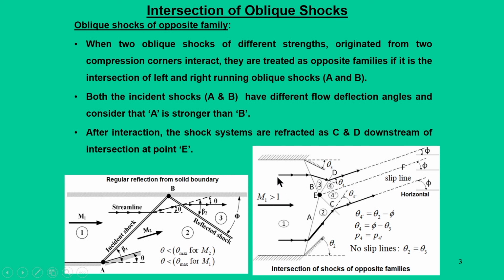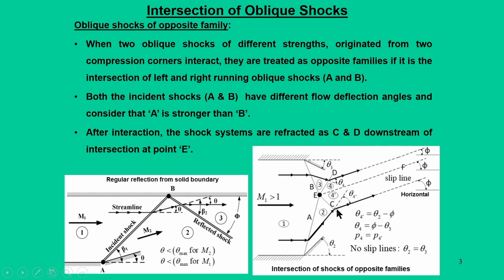Now, another streamline from the same region 1, when it interacts with the oblique shock B, which is a right running wave, makes an angle theta 3, and as a compression corner, the flow streamline gets deflected by the same angle theta 3. After that, region 3 is formed and it now meets the refracted shock D.